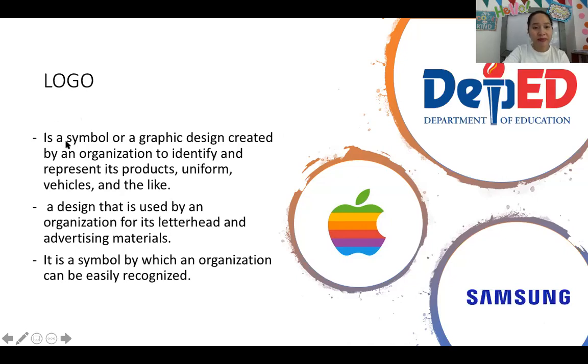So about this logo, by the way, a logo is a symbol or a graphic design created by an organization to identify and represent its products, uniform, vehicles, and the like. So you see, it represents a product. If you have a product, you need to have your logo para mailhan ka. Okay? Para mailhan ka sa tao. So since it represents your product, by just looking at that logo, mailhan na siya. Di ba? So mailhan siya. Okay? Ma-identify.